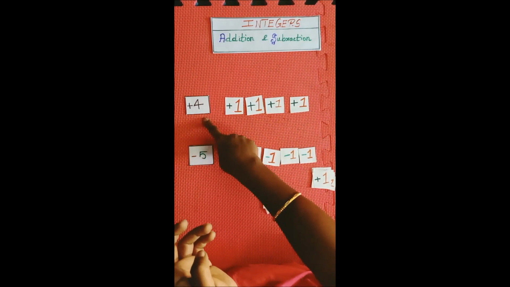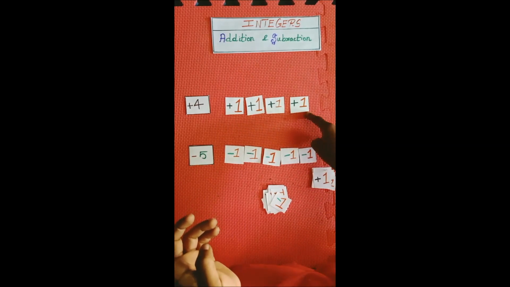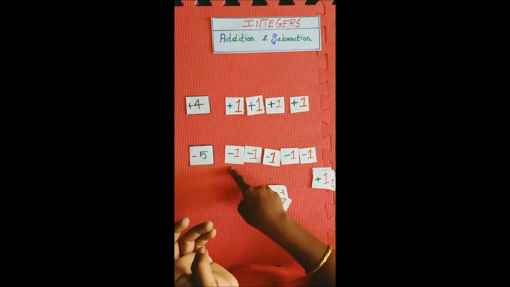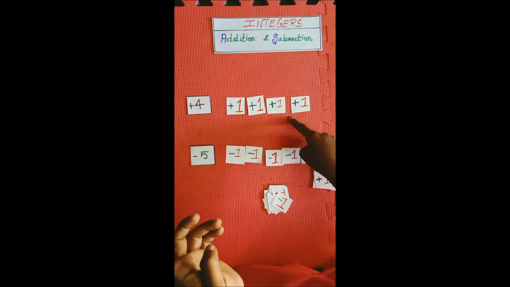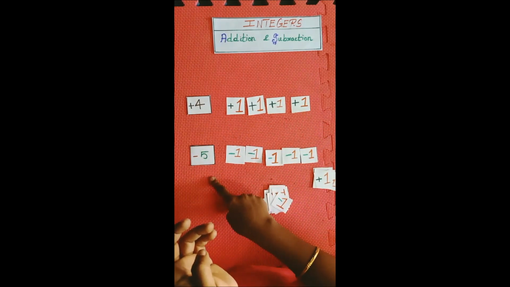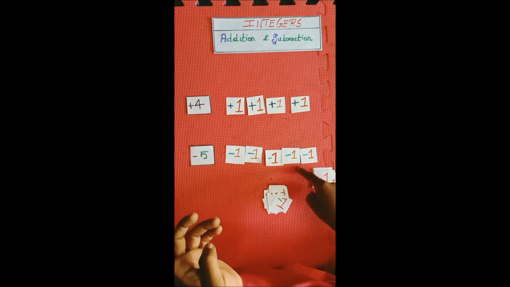For plus 4, you have to use the plus ones. For minus 5, we are using the minus 1. So, for positive numbers, you have to use the positive ones. For negative numbers, you have to use the negative ones. Okay?